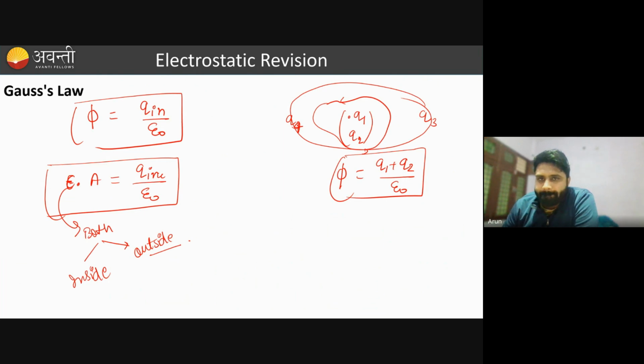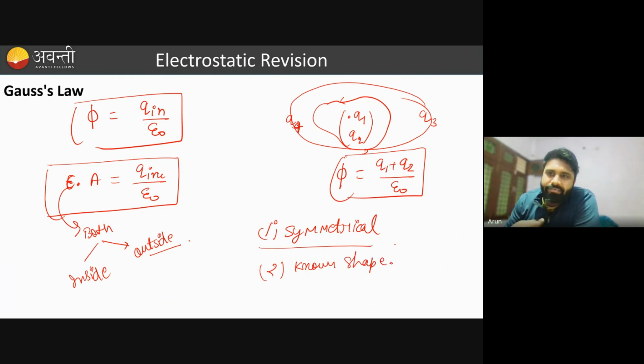Okay. To apply the Gauss law, the surface should be first symmetrical. It is easy for you. Symmetrical. Okay. And second, it should be of non shape. So for that, we are going to apply this.